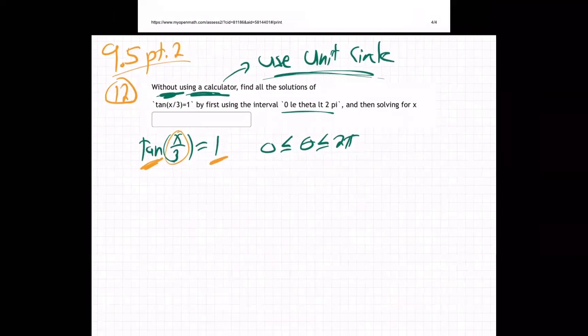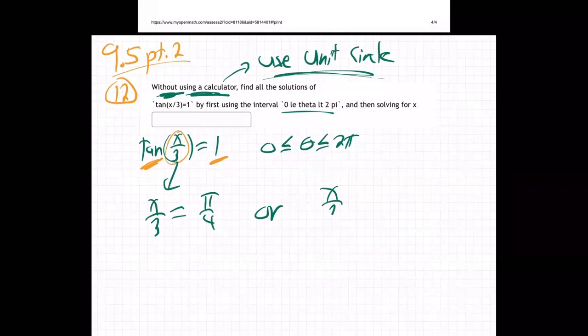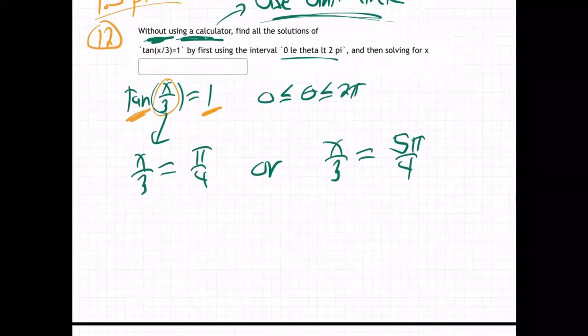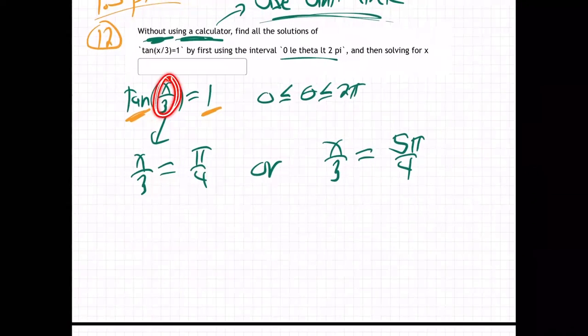So what does that mean? That means the inside angle, the x over 3, must be pi over 4, or the inside angle must be 5 pi over 4. Those were the two spots where the tangent was 1. Does that make sense? We're saying this inside can be pi over 4, and the tangent of pi over 4 would be 1, or this inside can be 5 pi over 4, and the tangent of 5 pi over 4 would be 1.